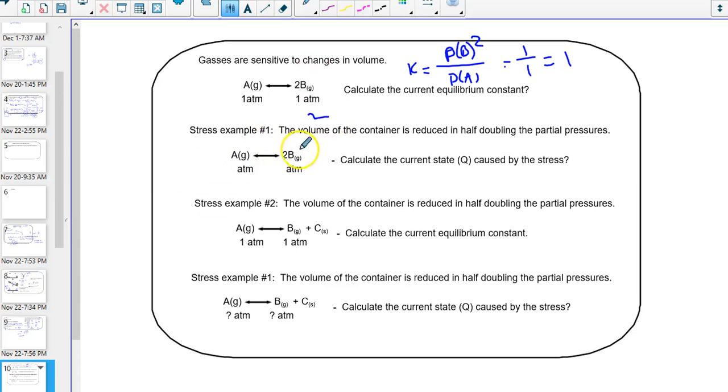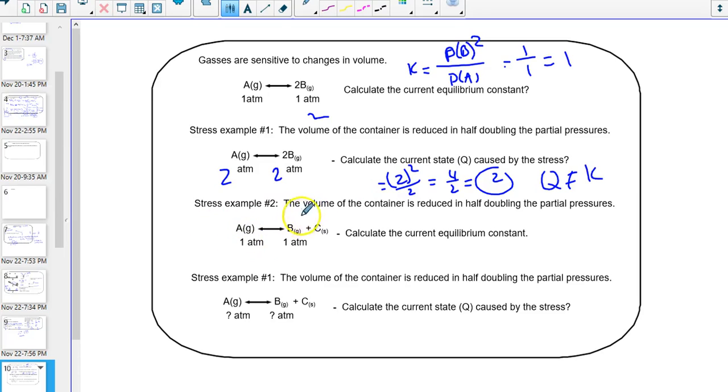Stress applied. The volume of the container is reduced in half, doubling the partial pressures. Okay, so now doubling the partial pressures goes to 2 and 2. Calculate the current Q caused by the stress. Okay, so now it's going to be 2 squared over 2. This is 4 over 2, which is 2. So now Q does not equal 1. Q does not equal K. So I am no longer at equilibrium, and I didn't even add anything.